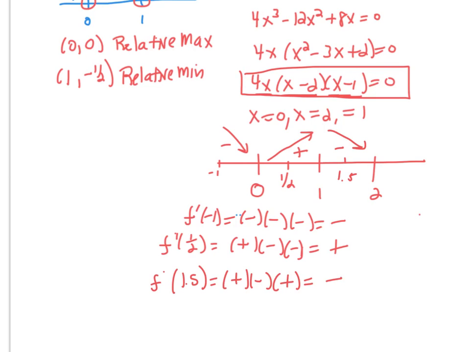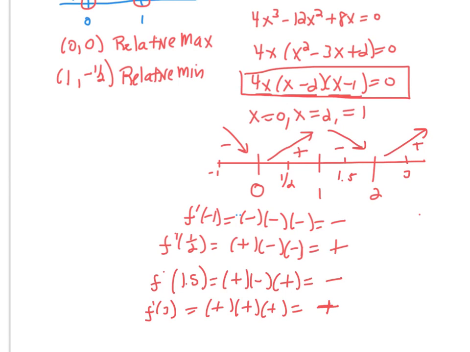All right, finally, let's test something in this last interval, anything to the right of 2. I might even just put in positive 3, so f prime of 3, test it out. 4 times 3 is positive. 3 minus 2 is 1, so that's positive. And then 3 minus 1 is 2, that's positive. So the product would be a positive number. And that tells me that on this last interval from 2 to positive infinity, the function is increasing because the slope of the tangent line would be positive.